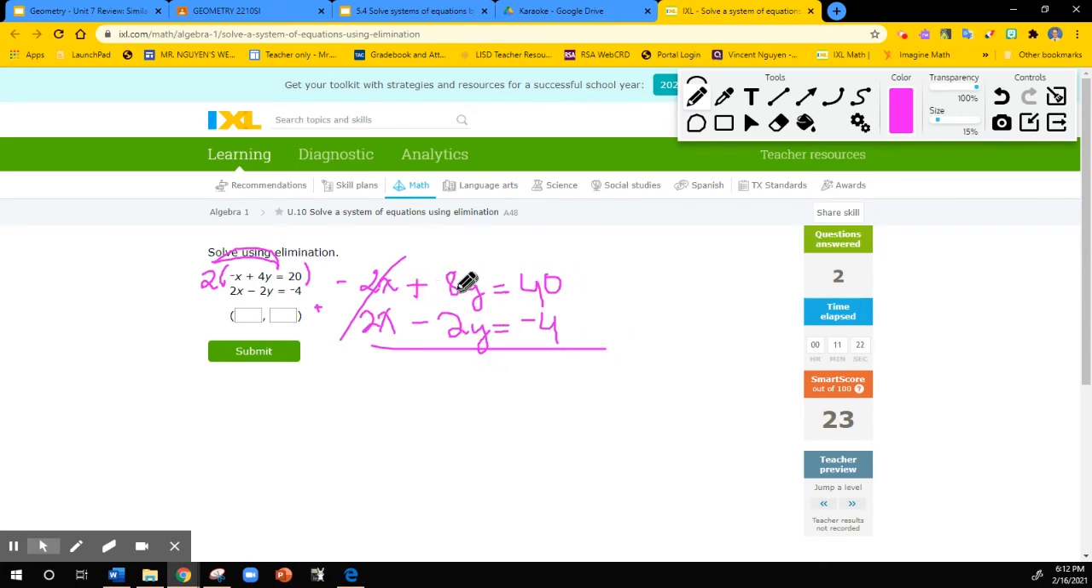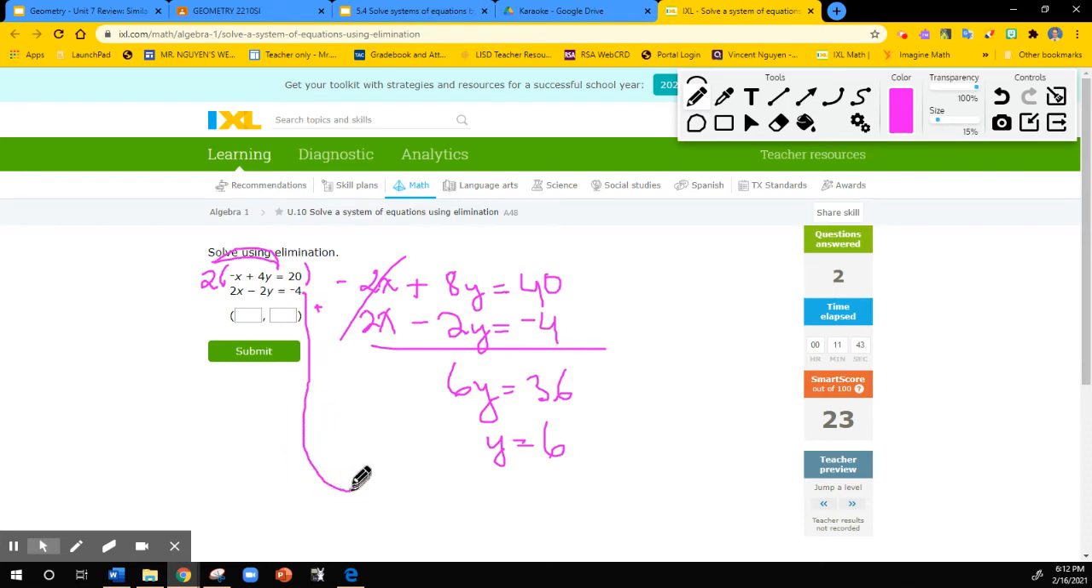Okay, what do I have here? Positive 8 and negative 2 will give me positive 6y. And then positive 40 and negative 40 give me positive 36. Divided by 6, I get y equals 6. Okay, so when y equals 6, I can take it back in here and plug it back in here. I think I'm going to use the second equation.